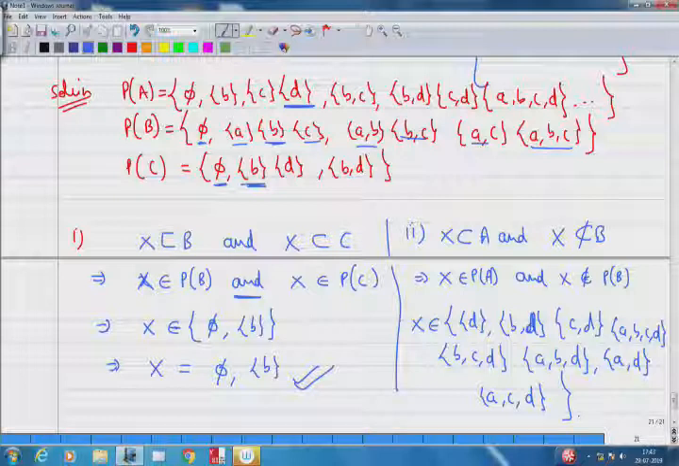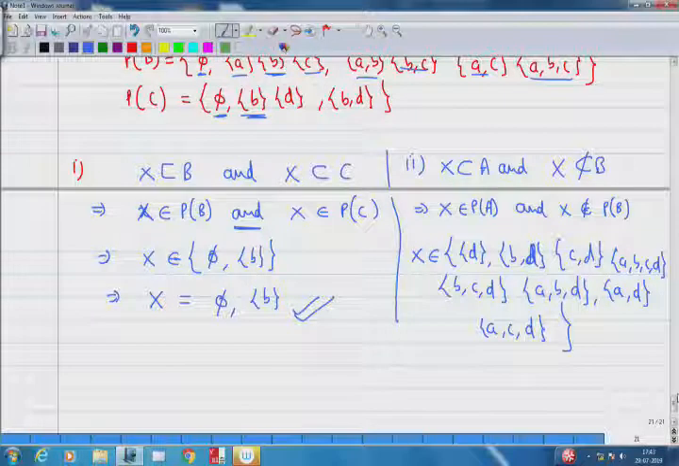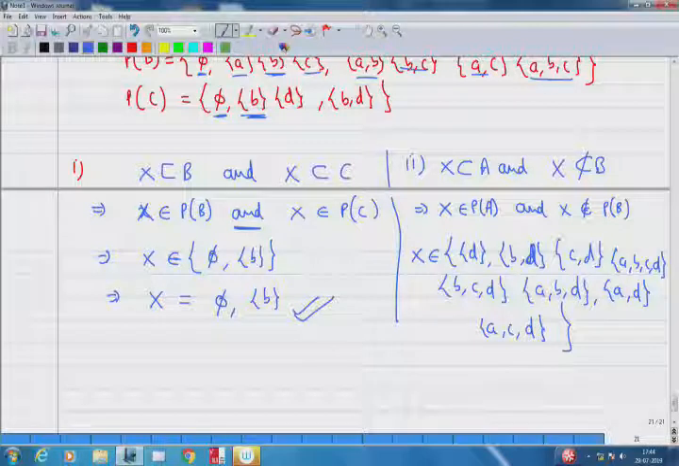These are the 8 subsets which we can take from the power set of A, because they are not present in the power set of B, which should not be present in the power set of B. So these are the 8 things. Or basically from the complete power set of A, just subtract the things which are present in the power set of B. These are the things which we can take.